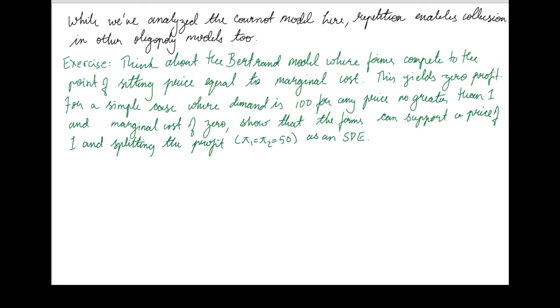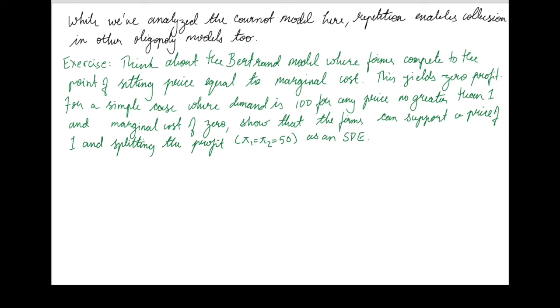Remember that in the one-shot Bertrand game, both the firms are going to compete so intensely that they're going to set the price equal to marginal cost and end up with zero profit. Now think of a very simple version of this game where there's a demand of 100 at any price that's no greater than 1. And as usual, if they set the same price, they share the demand. So they each get 50. So show that they can actually support collusion, and they can support both setting the price P equals 1 and splitting the profit as a subgame perfect equilibrium. So they can support collusion even in the Bertrand model.